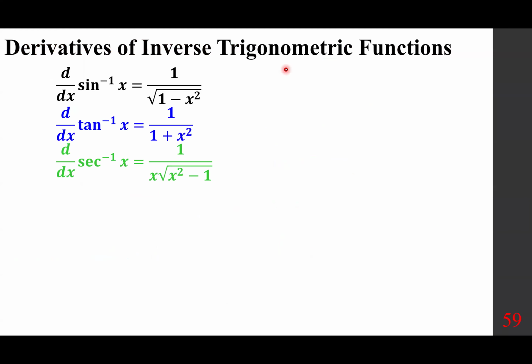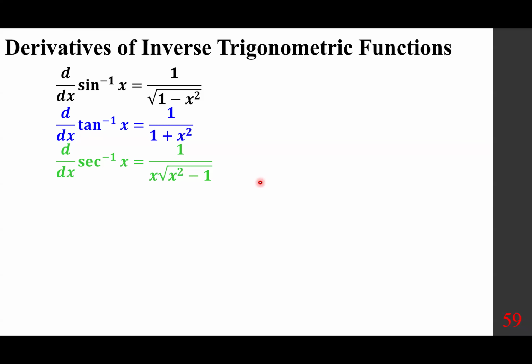Derivatives of inverse functions. We're going to go over them, and then I'm going to look at some of the proofs. When we have sine inverse, tan inverse, and secant inverse, the derivative of sine inverse is 1 over the square root of 1 minus x squared. The derivative of tan inverse is 1 over 1 plus x squared, and the derivative of secant inverse x is 1 over x times the square root of x squared minus 1.